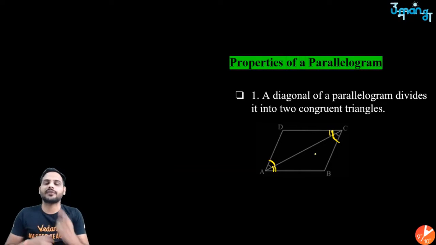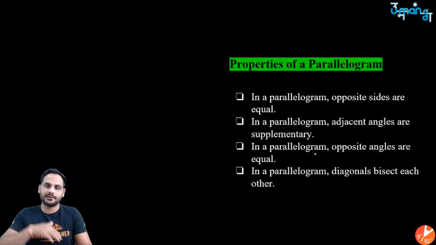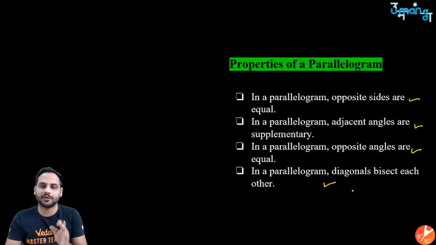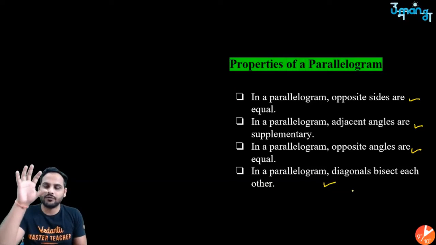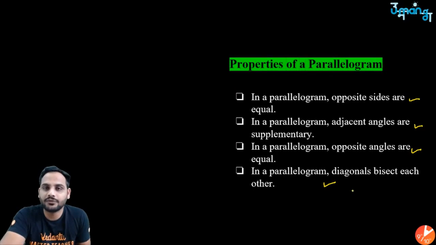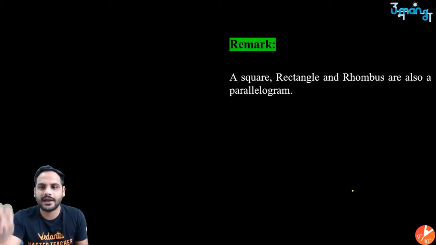Since both the triangles are congruent, from here you get the other properties. In a parallelogram, opposite sides are of equal length, adjacent angles are supplementary, opposite angles are equal, and diagonals bisect each other. That means diagonals divide each other into two equal parts. These are the properties of a parallelogram. These properties of the parallelogram will also be followed by square, rectangle and rhombus.